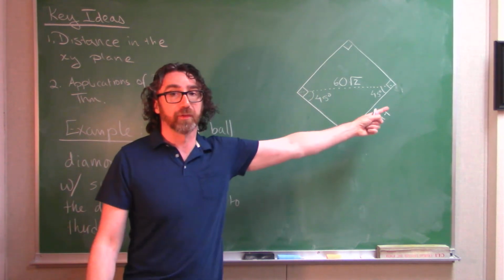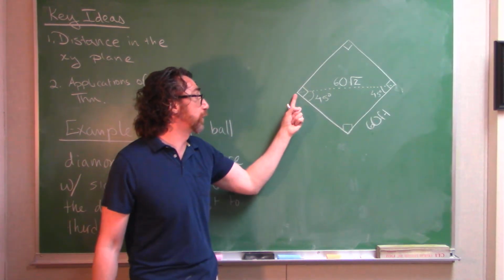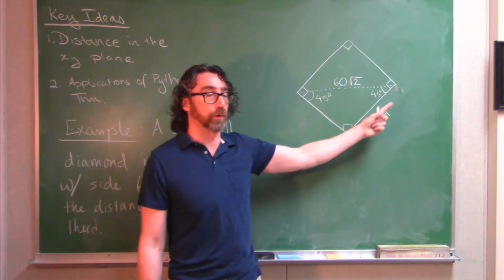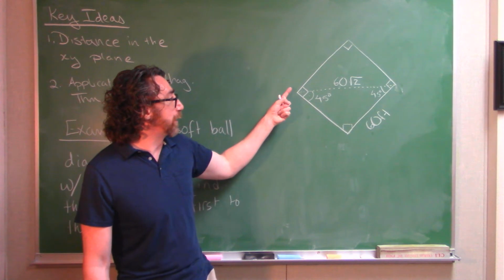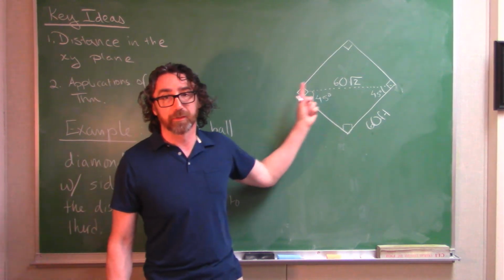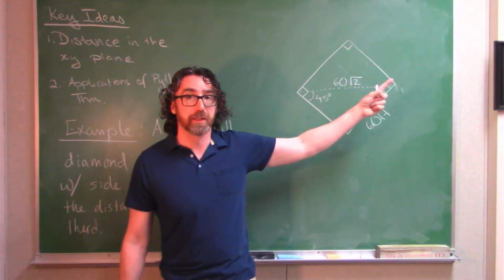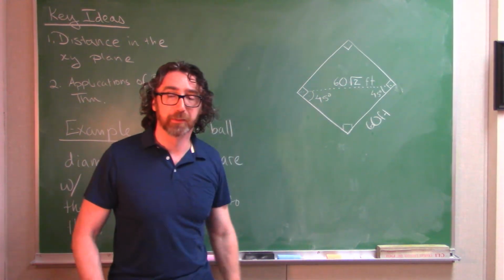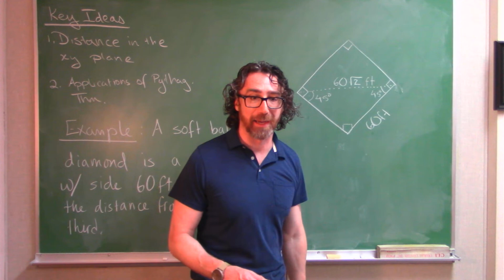Okay, that's the length that the third baseman would have to throw in order to get somebody out on first. So if the hit goes down the third base line, third baseman fields it, got to make a throw of 60 radical 2 feet to get the batter out.